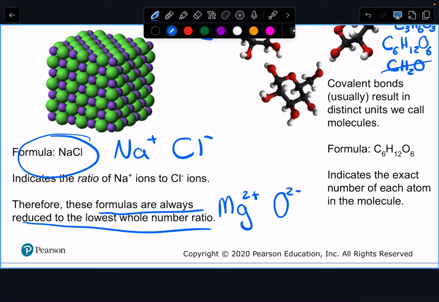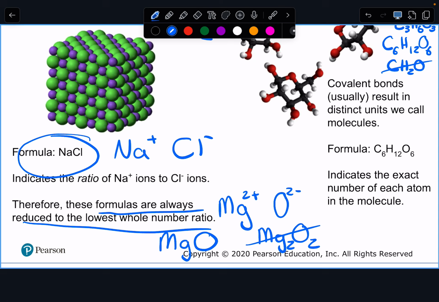those would still be one of each. We would not write this as Mg2O2 because that's still a 1-to-1 ratio. In fact, I think you guys probably wouldn't even think to write it this way. Just if you ever come across something like this, it's not right. You always want to reduce it down to the lowest whole number ratio. If I have a 2+ magnesium ion, I just need a 2- oxygen ion to balance them out. They just need to be one of each. Okay, so the correct formula for magnesium and oxygen would just be MgO.